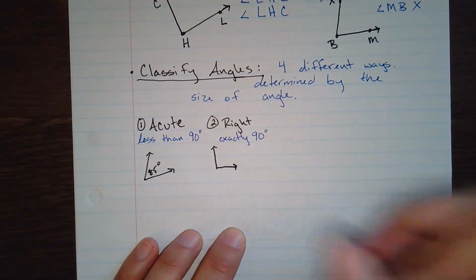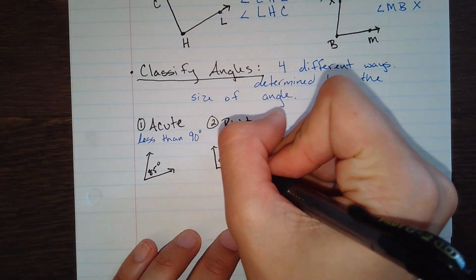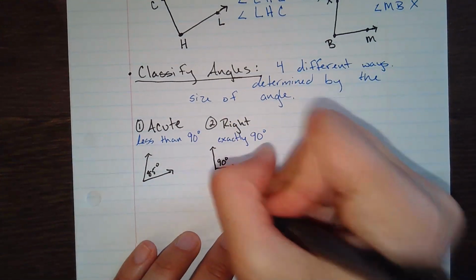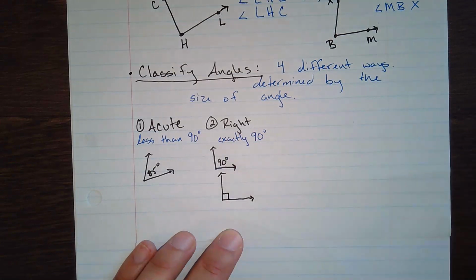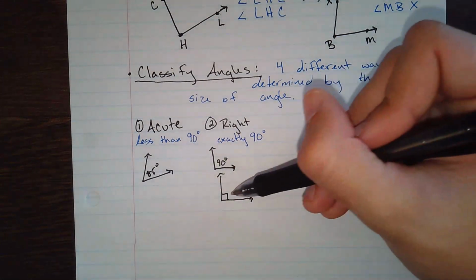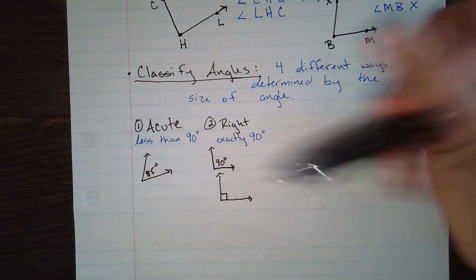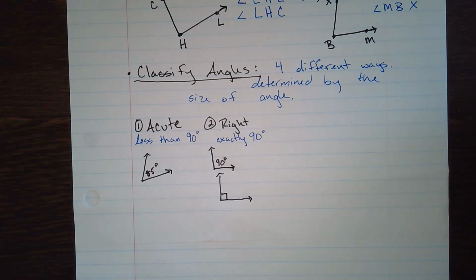They usually look like this, and you'll either say 90 degrees, or they might draw a little square in the bottom corner. If you ever see this little square in the corner, that's the same thing as 90 degrees, which means it's a right angle.